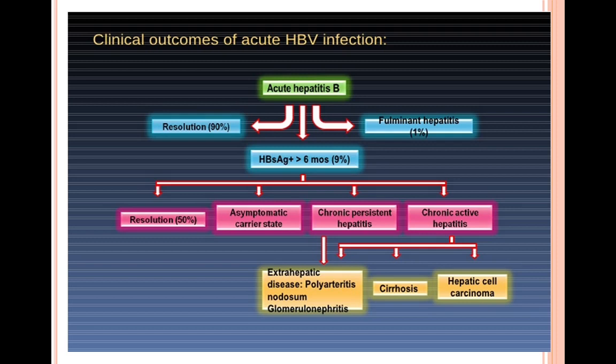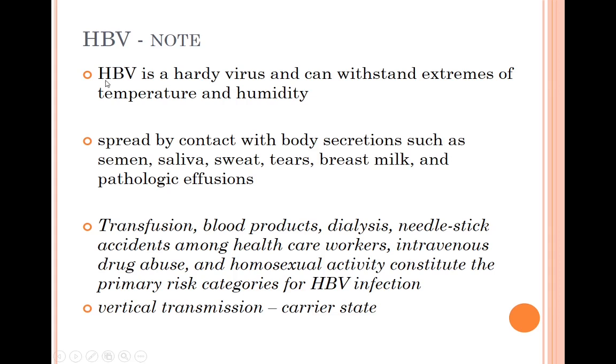These are the kind of questions which can come as short notes, in which you have to know the flow chart like this: acute hepatitis B, most of the cases undergo resolution, 1% can undergo fulminant hepatitis, and some of them can go into either a carrier state, chronicity. Chronicity may be a persistent type, it may be an active type, and then of course in the long run it may enter into cirrhosis, may cause malignancy, and may also be associated with other extrahepatic diseases like polyarteritis nodosa and glomerulonephritis. So this is one thing which you should remember.